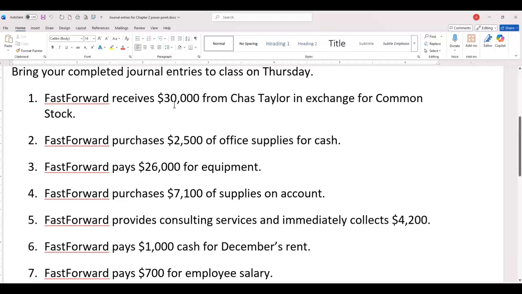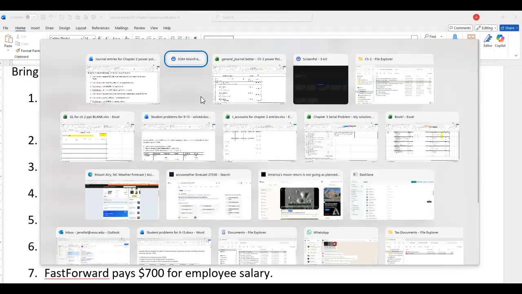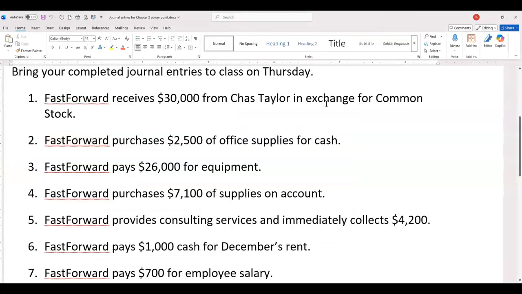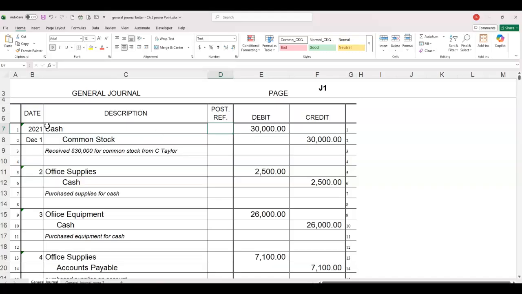So Fast Forward receives $30,000 from Chaz Taylor in exchange for common stock. We got $30,000. That means cash came in. Cash is an asset, increased by debits. So as I analyze it, I need to increase cash, which would be to debit cash. So it would be this: debit cash. Here's the date. Common stock, he received it in exchange for common stock. Common stock is an equity account, increased by credits. So I'm going to credit common stock. That's all I'm going to do. It's just do that over and over again.